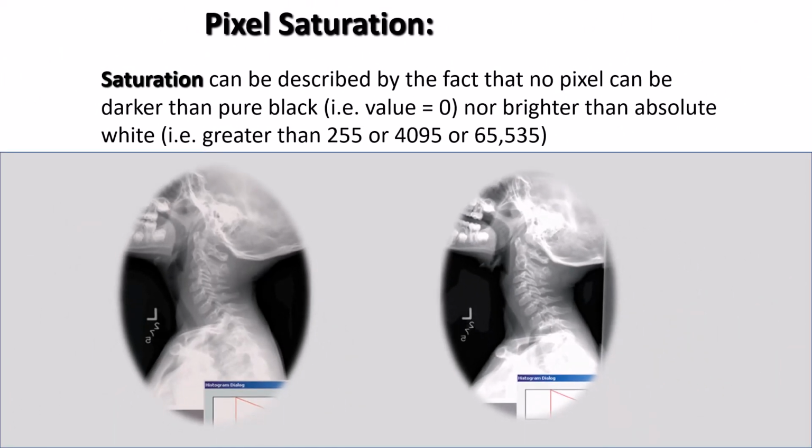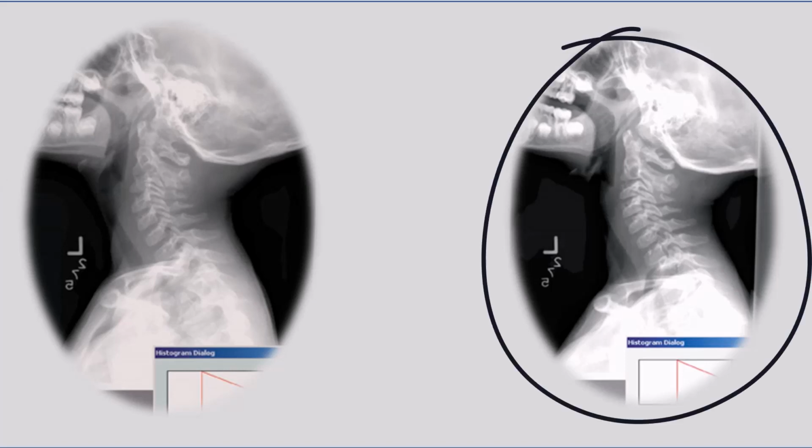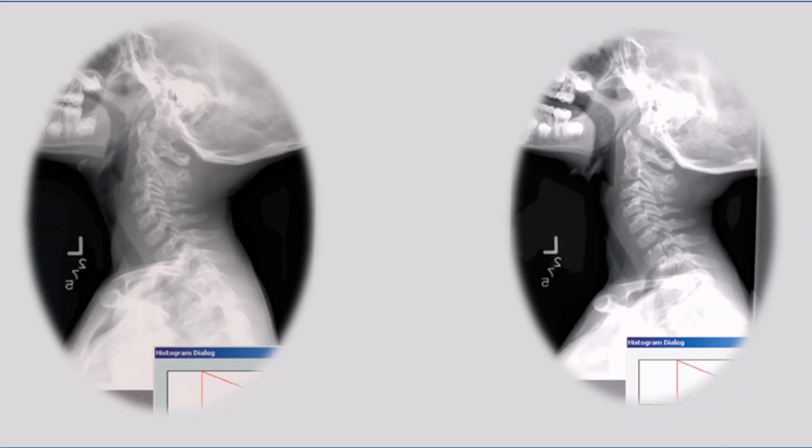Pixel saturation can be described by the fact that no pixel can be darker than pure black, nor brighter than absolute white. As we increase the exposure, we begin to decrease the dynamic range. If you look at this image, you can see that there are more shades of gray and less contrast. Although the image on the right is nice and contrasty, notice how you lose detail.